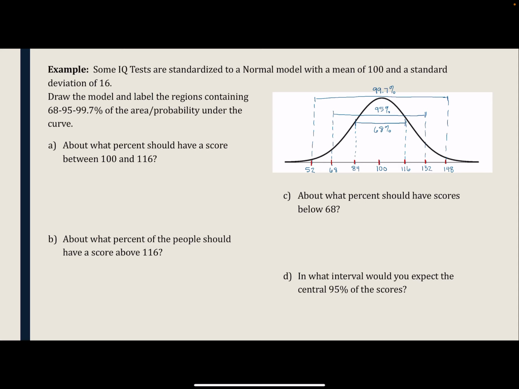And then 99.7% of IQ scores will be between 52 and 148. So we're going to use this rule to answer the questions A through D.